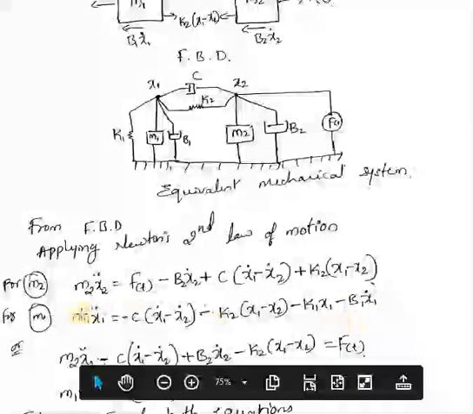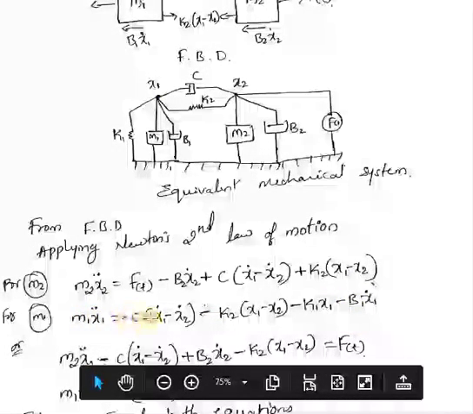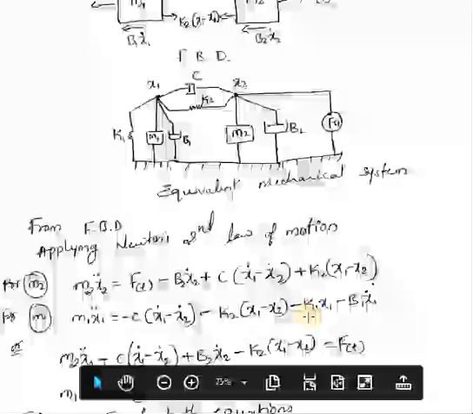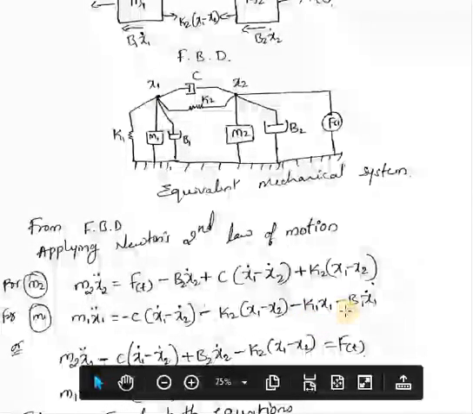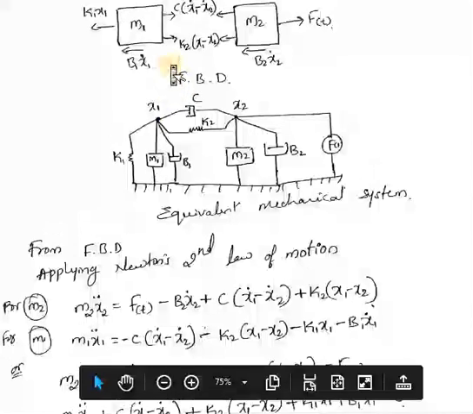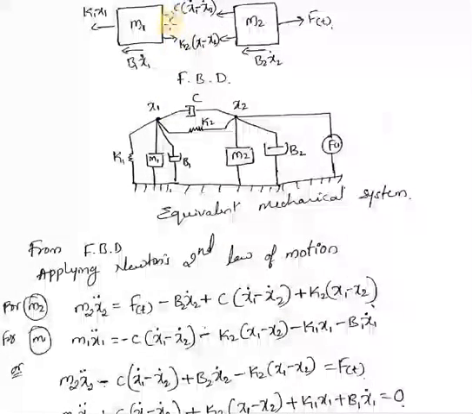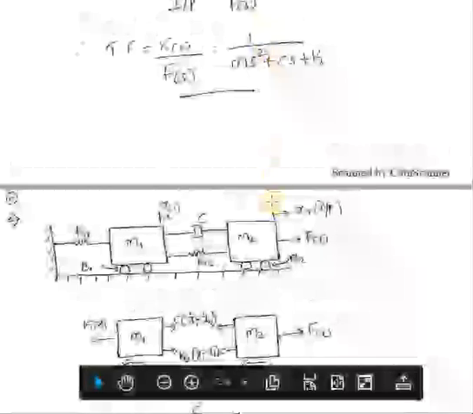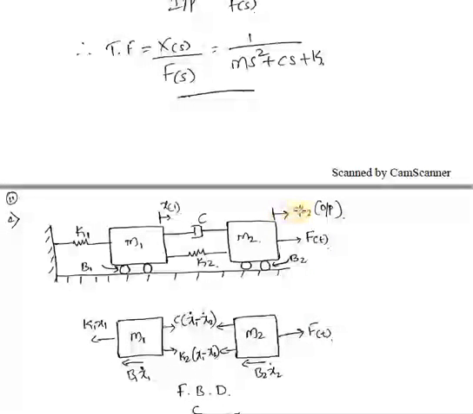Similarly, for the second mass, m1 into x1 double dot equal to minus c into x1 dot minus x2 dot, minus k2 into x1 minus x2, minus k1 into x1, minus b1 into x1 dot. So here also, even though these two forces are acting in the same direction of the displacement, we have taken a negative sign only because in this problem he asked us to take x2 as output, but the value of this x2 is greater than this x1. So if you write it as x1 minus x2, obviously we will get it as negative, so no need to worry about the sign.